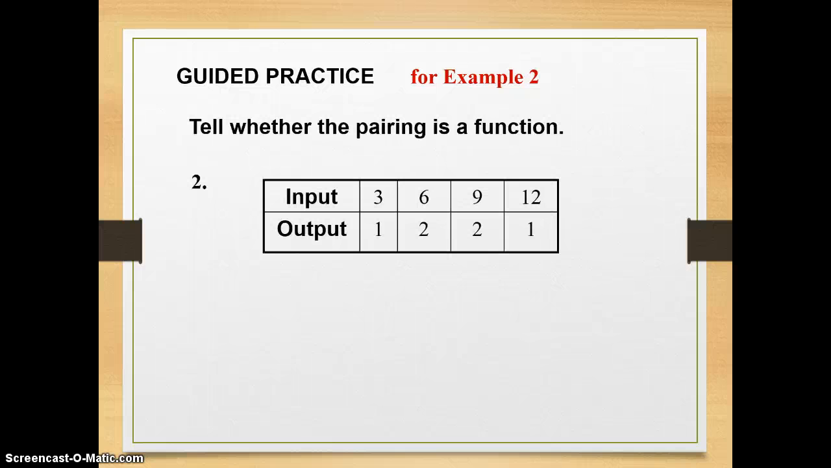Tell whether the pairing is a function. So in our input, which is our domain, we have 3, 6, 9, and 12. Since none of the numbers repeat, we do have a function. It's okay that you have a repeat in the output. That does not define whether it's a function or not. It's only the input values, the x values, or the domains, which all mean the same thing.